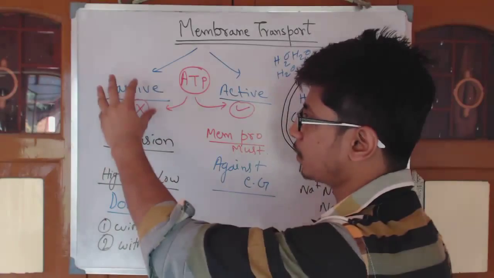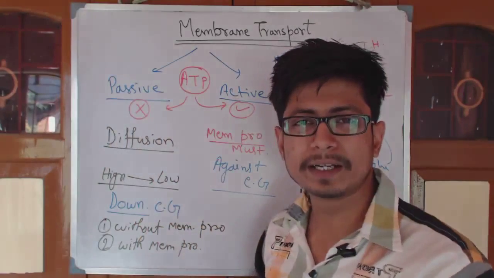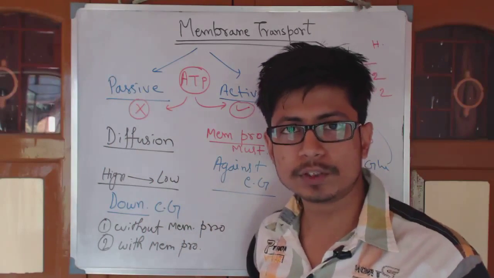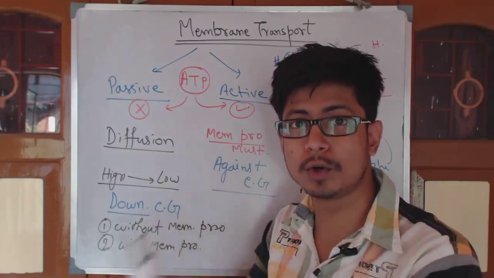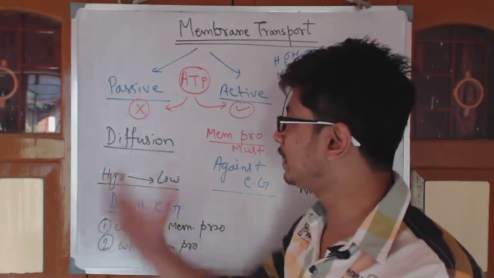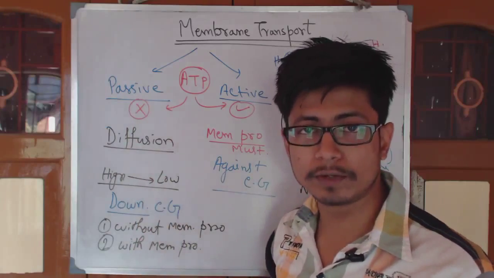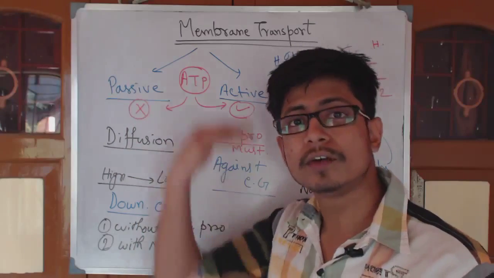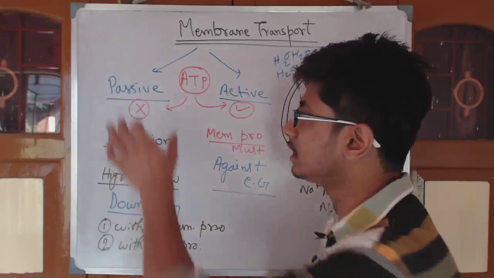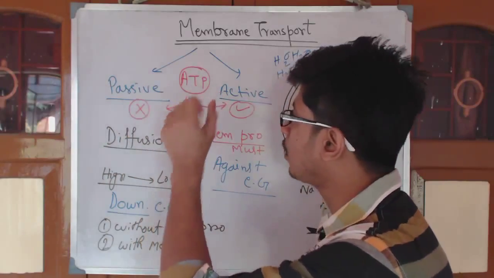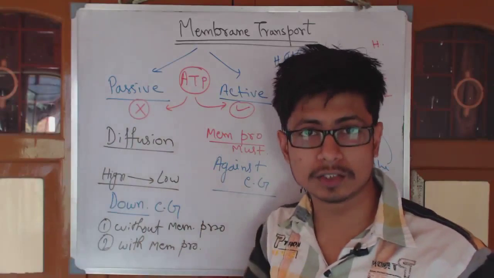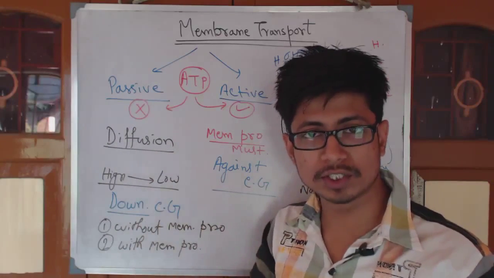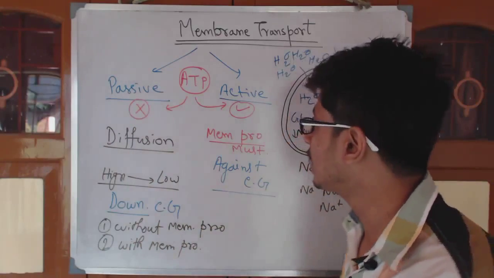Passive transport is simply a form of diffusion. Diffusion means molecules tend to go from high concentration to low concentration. So here, molecules are moving down the concentration gradient from high to low. This is known as passive transport. While in active transport, the molecules are moving against the concentration gradient, from low concentration to high concentration.